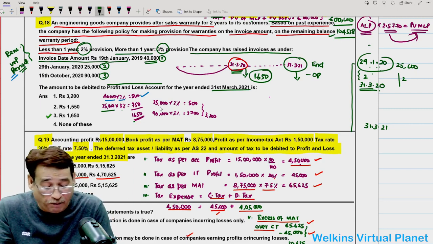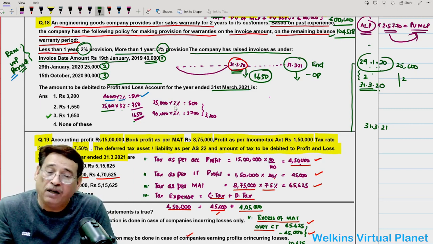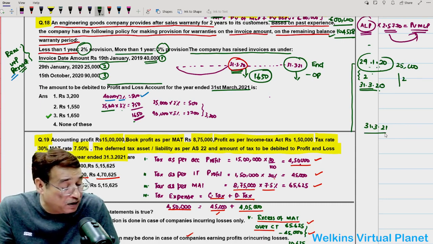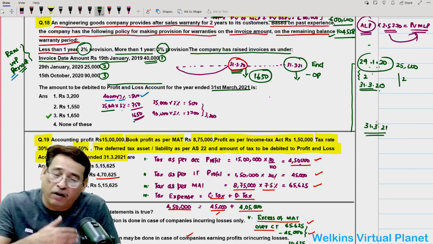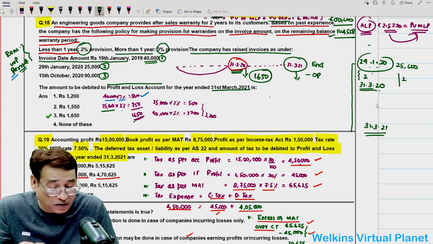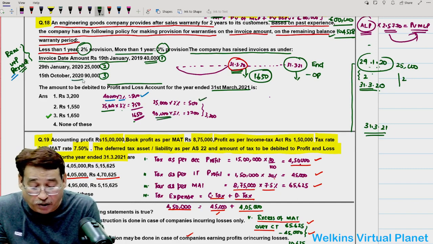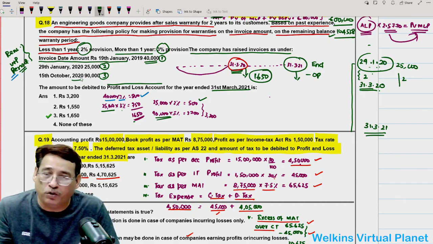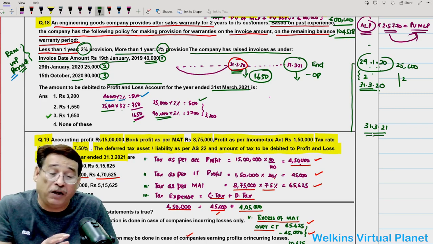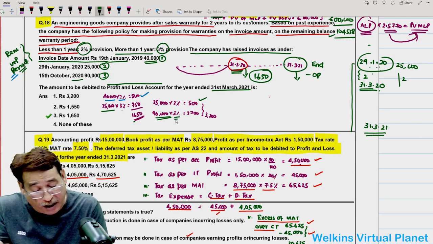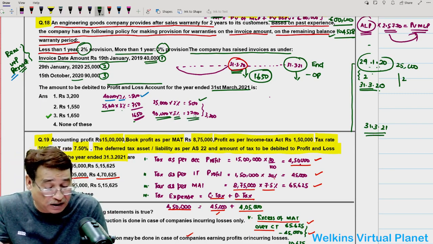However, the remaining time period for 25,000 will be less, because on this date, out of 2 years, the only remaining period is hardly 2-3 months. So if the remaining period is less than 1 year, you will create a provision of 2%, that is 500, and on 90,000, because you raised this bill on 15th of October 2020, only 6 months have gone by, so the remaining period is more than 1 year, you are going to create a provision of 3%, 2,700.